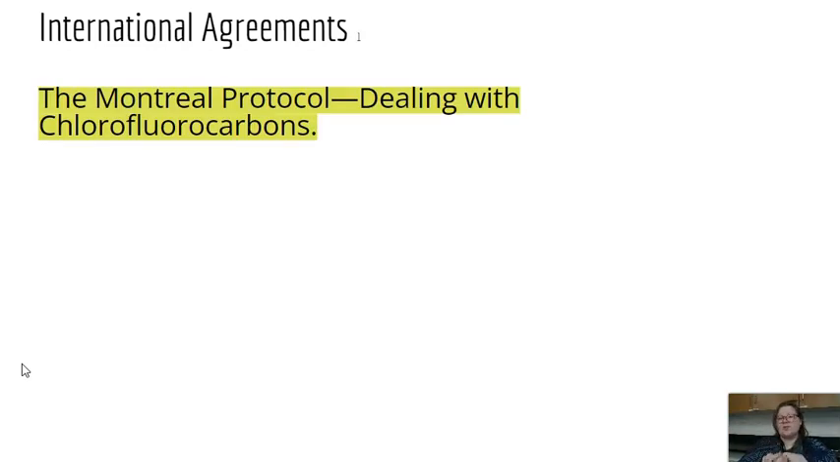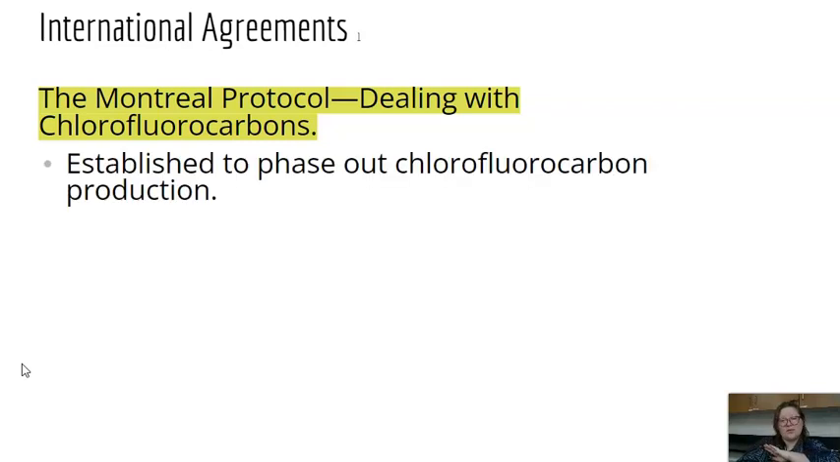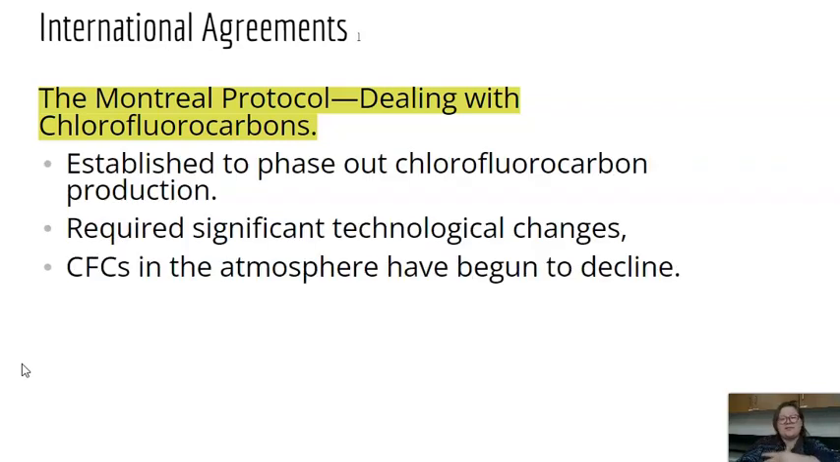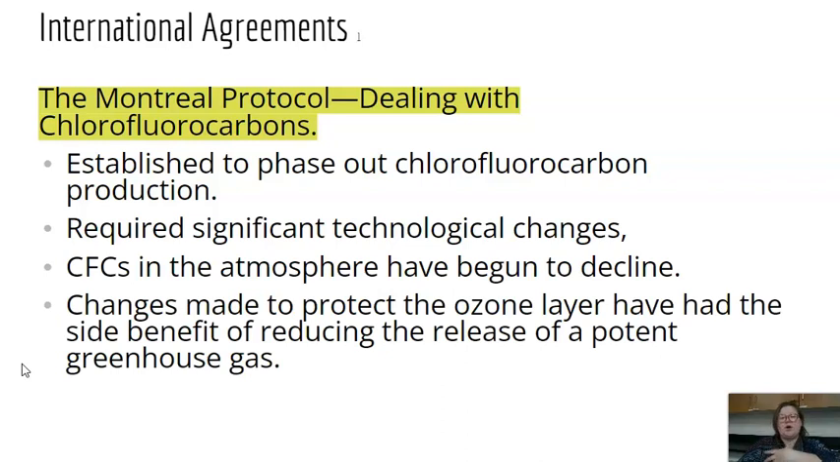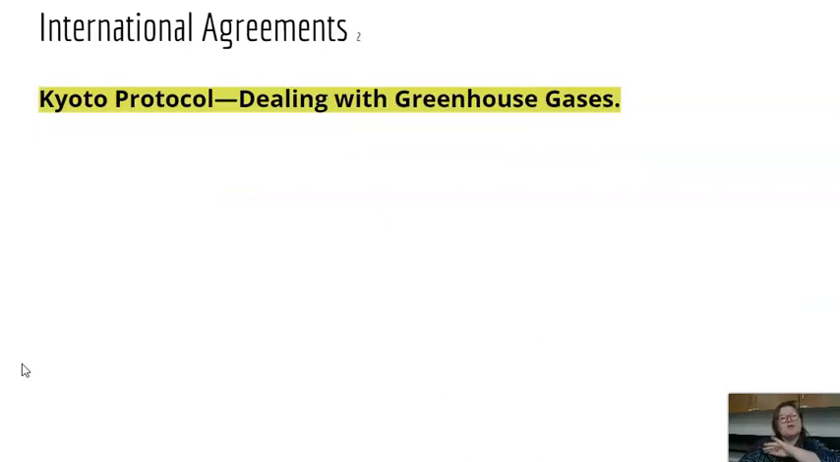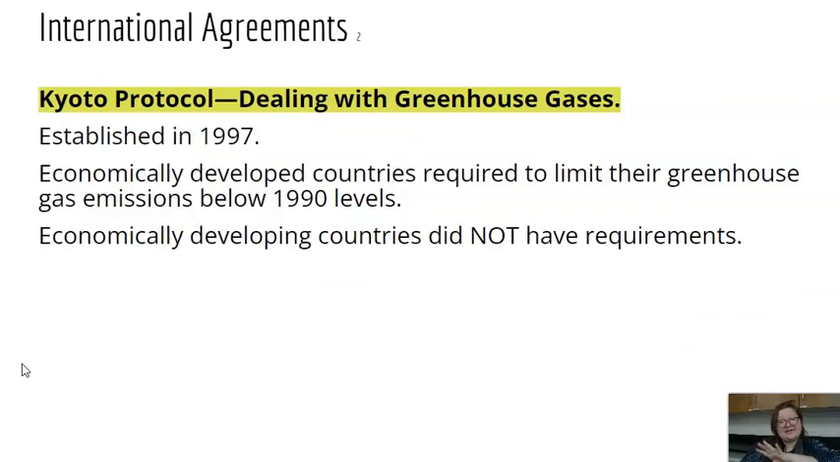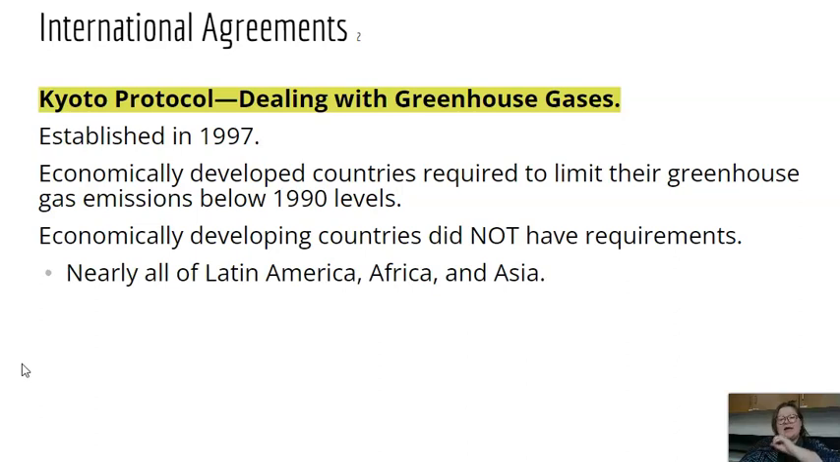The first is the Montreal Protocol, which deals with chlorofluorocarbons. It was established to phase them out. We've talked about how dangerous they were and the effect they had on the stratospheric ozone layer. Then there was the Kyoto Protocol, which dealt with greenhouse gases. This was in 1997, and it asked countries to limit their greenhouse gas emissions below 1990 levels. But economically developing countries did not have requirements.